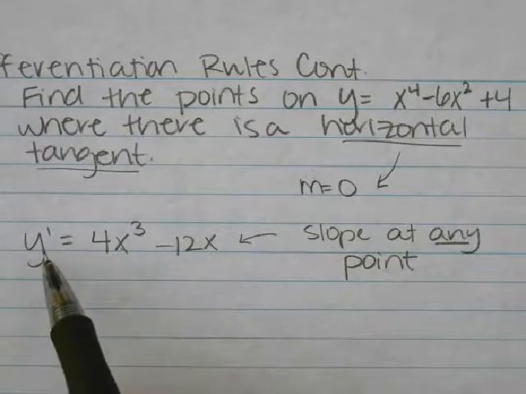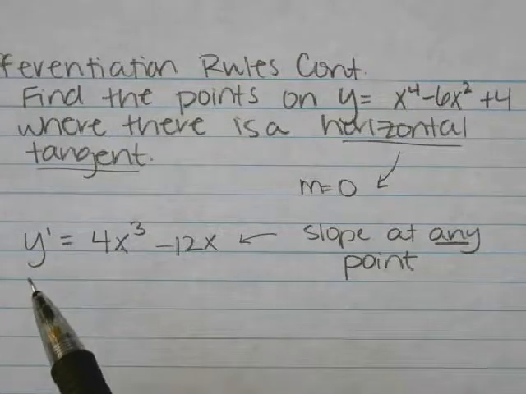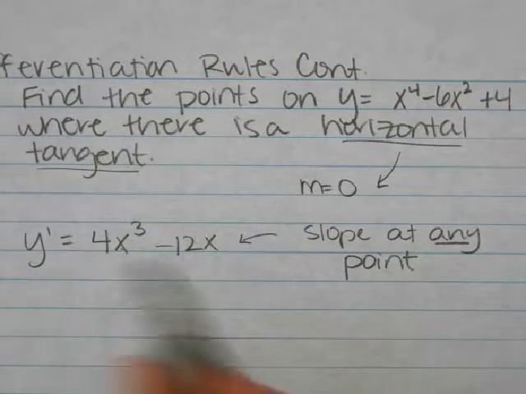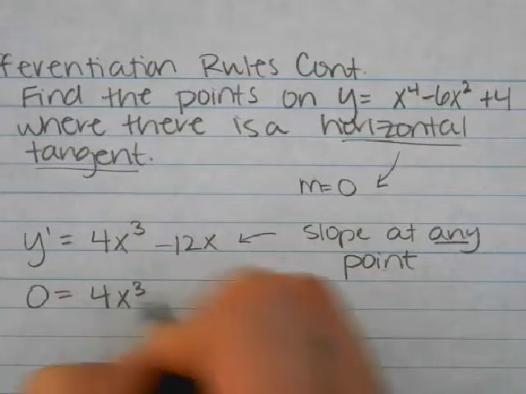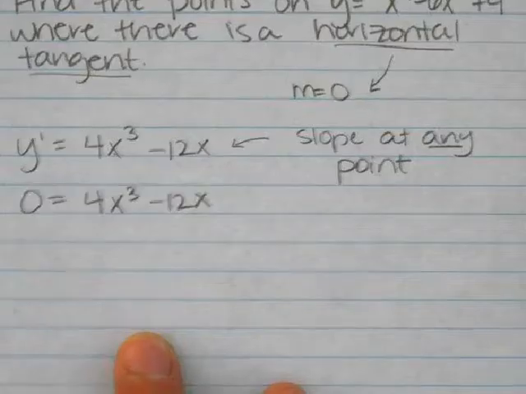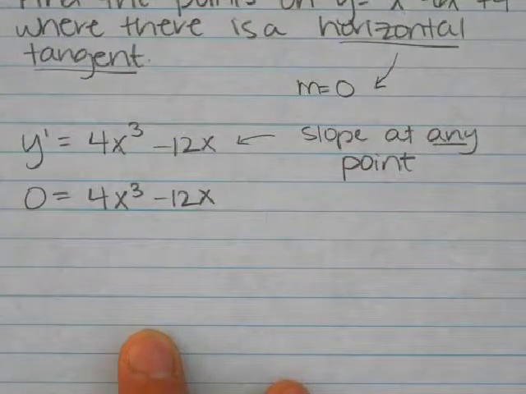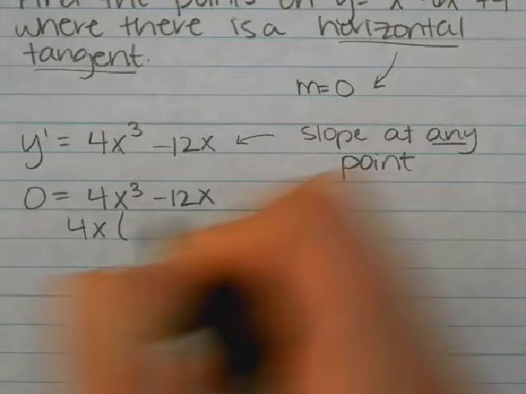So I know that I want a horizontal tangent, so what do I need to set y prime equal to? 0. We want to find the horizontal tangent, so we're going to say 0 equals 4x to the third minus 12x. And then do we know how to solve that? Not plugging in the calculator. You can solve it by hand. It's not too bad. Factor. Factor out an x and a 4. So 4x on the outside, and then what's left over?